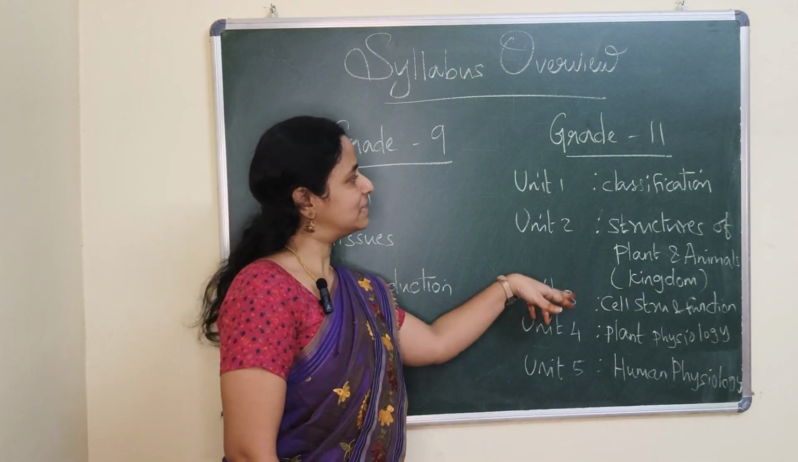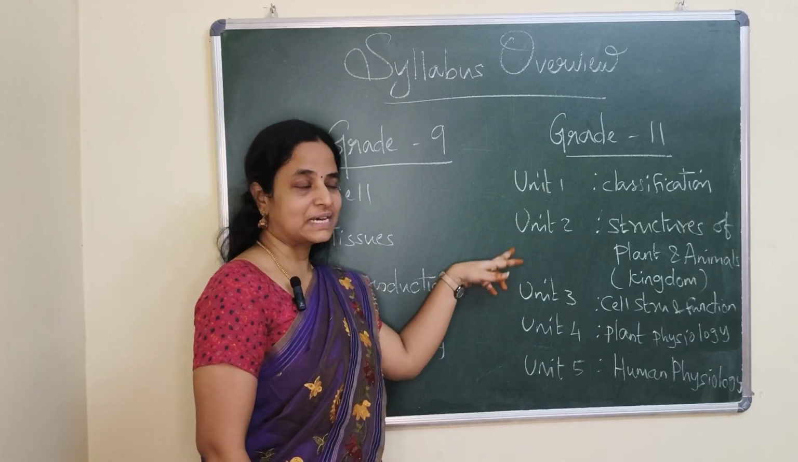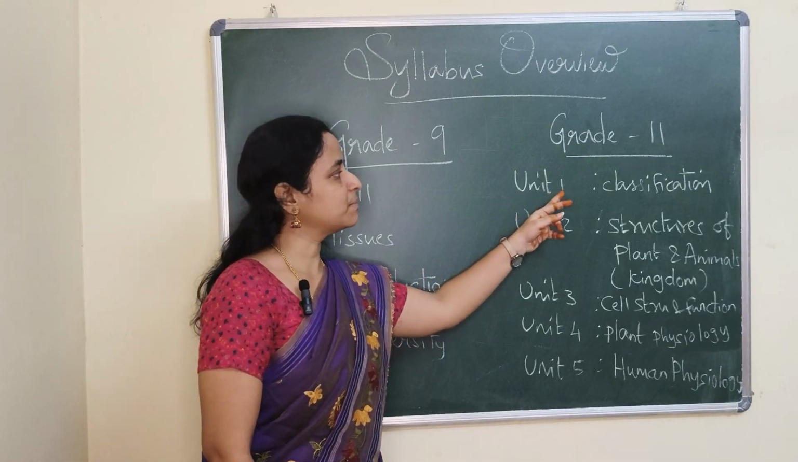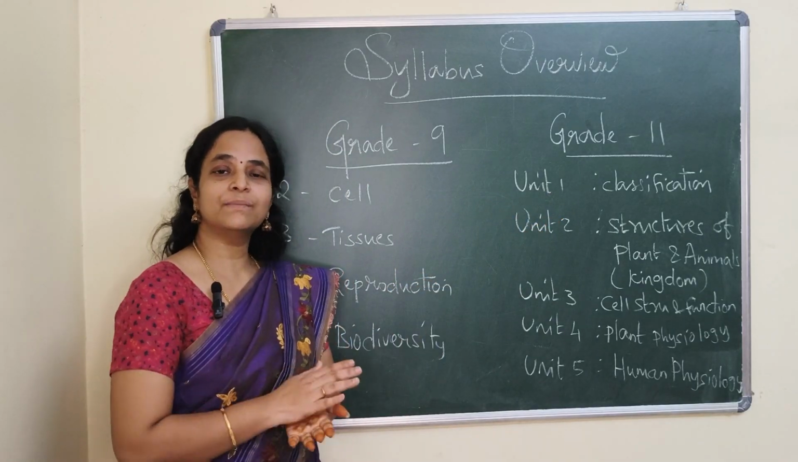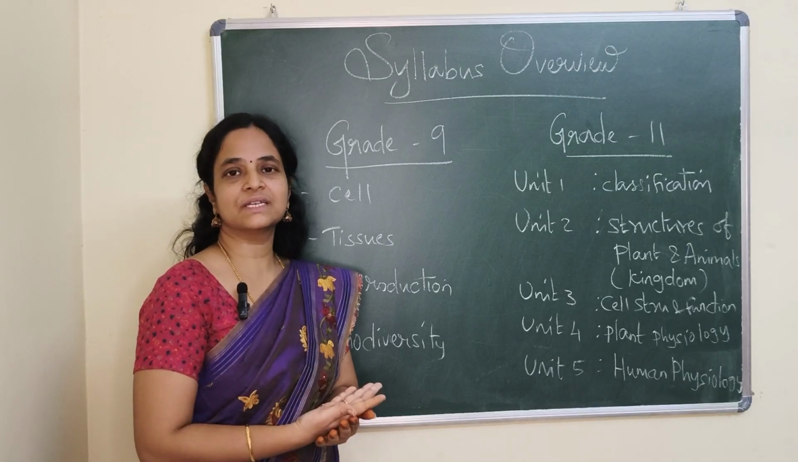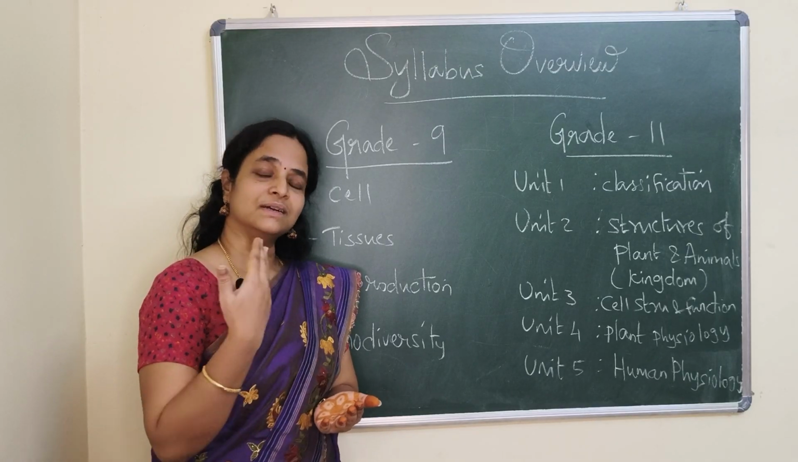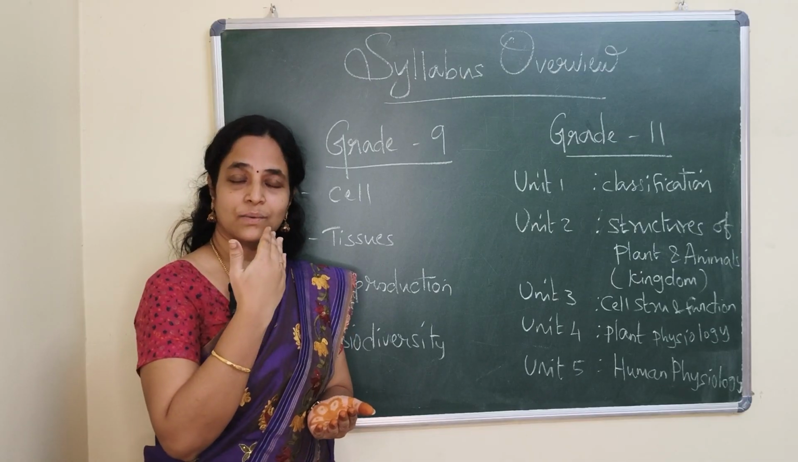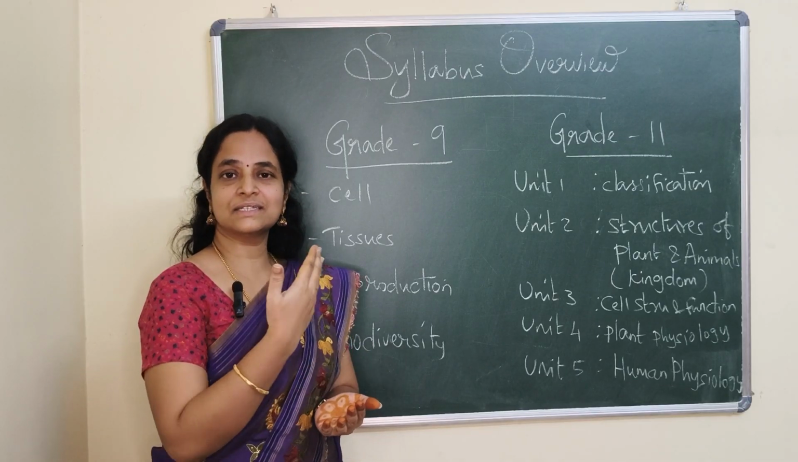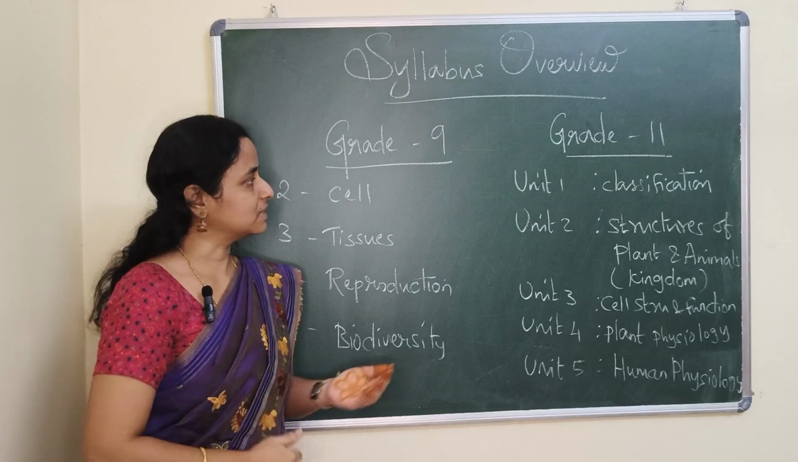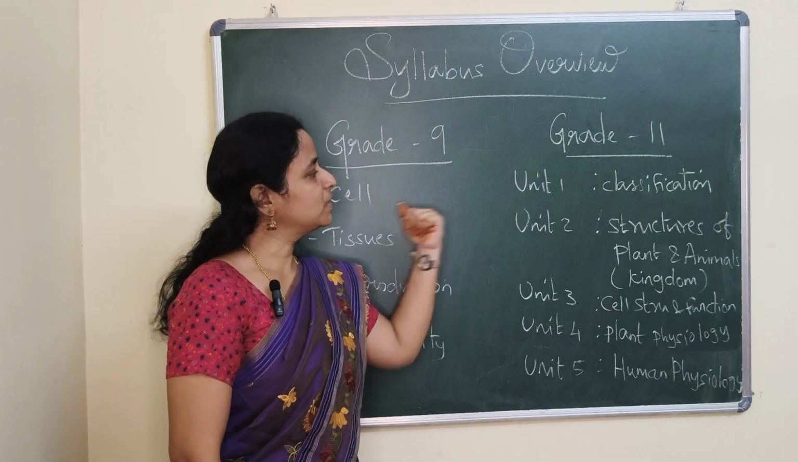Coming to grade 11, you have 5 units in grade 11. The first unit is about classification. So here you will read about the introductory part, why classification is important, how classification is done, and on what basis and what are the criteria to make classifications. Everything you will learn in unit 1.